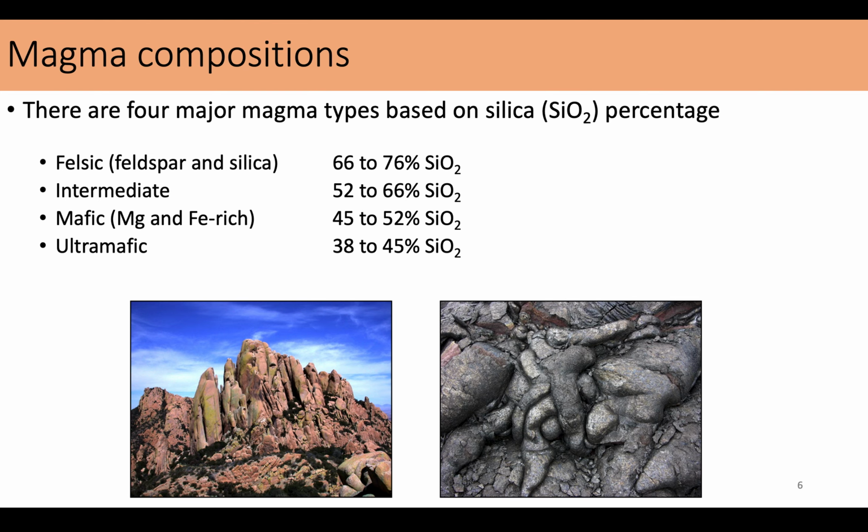There are four main magma types, and the type is dependent on the percentage of silica that's present in the material. A high silica magma would be called felsic. Then we have intermediate, mafic, and ultramafic. Ultramafic is very low silica content. Felsic is very high silica content in that magma.